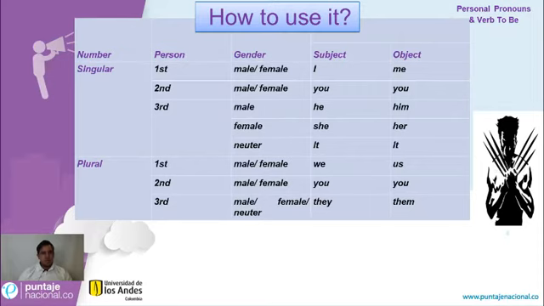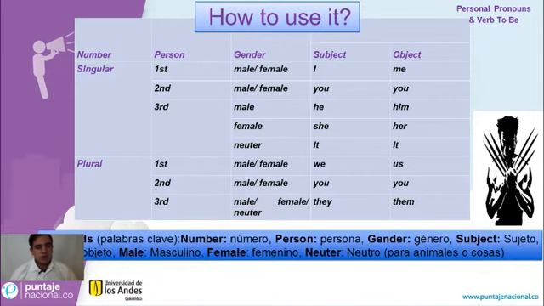How to use it. Here we have a tab with the explanations that we need to get this topic. For example, we have the persons, the personal pronouns. We have first person singular, second person singular, and third person singular. We have the first person plural, the second person plural, and the third person plural. We have the gender, male or female, and the neuter. We have the subject that you can use the personal pronouns and objects that you can use, that we will explain after this.